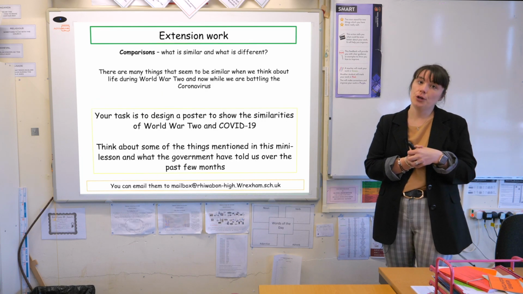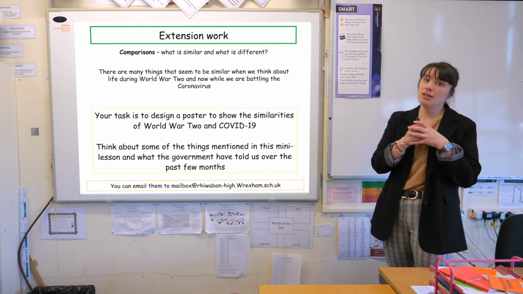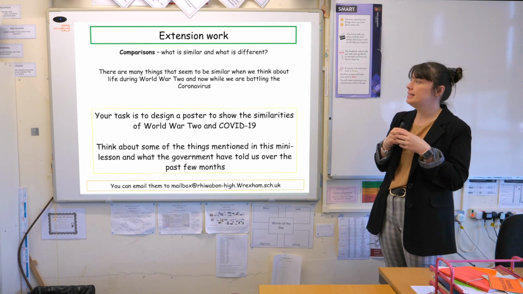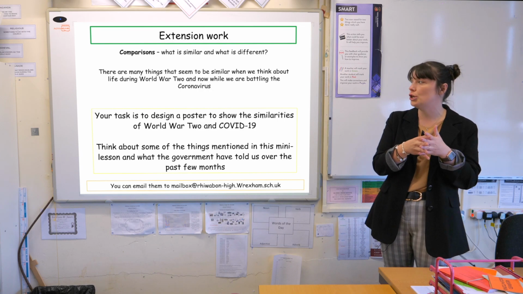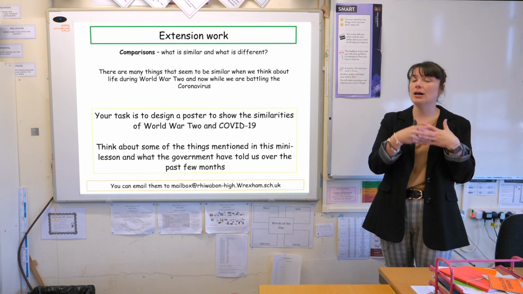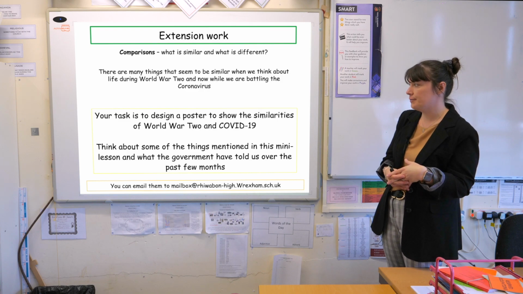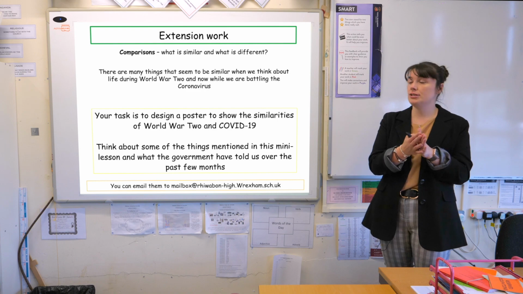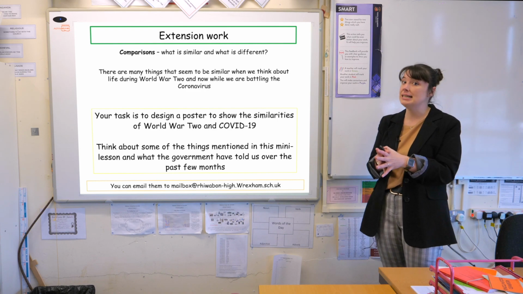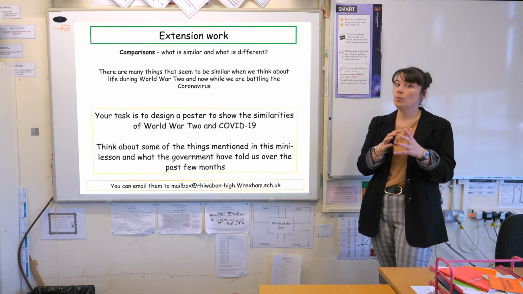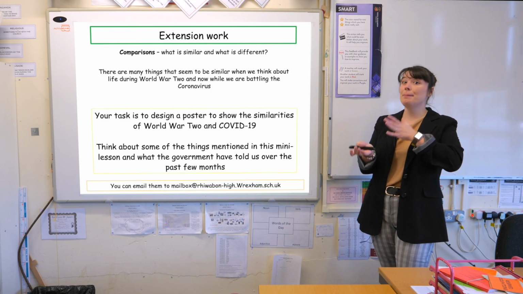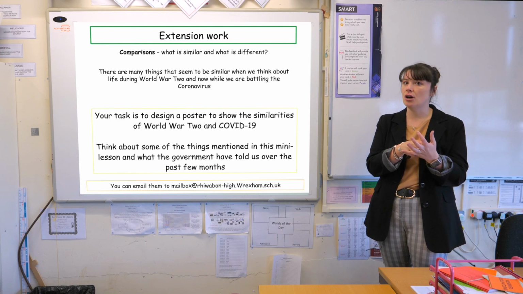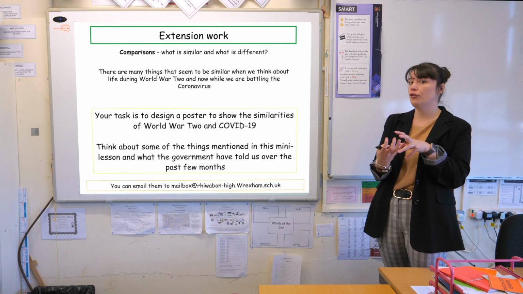So extension work for this one is, I mentioned comparisons, what is similar and what is different. There are many things that seem to be similar when we think about life during World War II and now whilst we're battling the coronavirus. So your task is to design a poster to show the similarities of World War II and COVID-19. Now, if you think about rationing, we haven't had ration books, but think right back to the start, just before schools closed, what was there shortages of? What did supermarkets have to do?